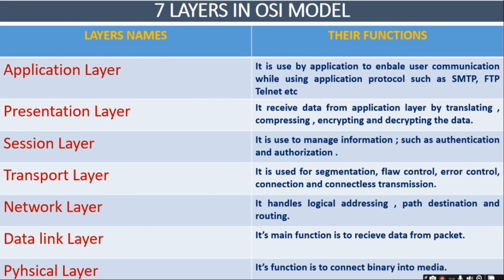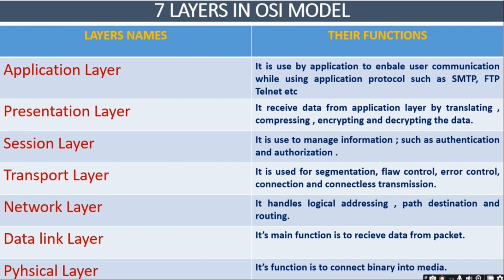That will push us to the fifth one, which is known as the network layer. As the name implies, it handles logical addressing. It handles path destination and also routing. Okay, I urge you to watch my previous video where we talked about routers. It is also used for routing. The network layer functions in these diverse ways.